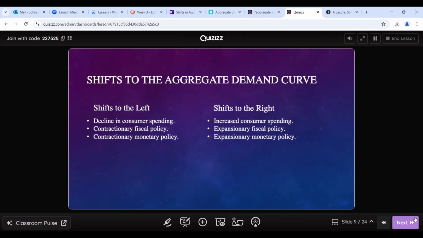Shifts to the right are increased consumer spending, expansionary fiscal policy, which means more government spending, less taxes. Expansionary monetary policy is when they increase the money supply and or reduce interest rates. So those are things that they can do to improve the economy.